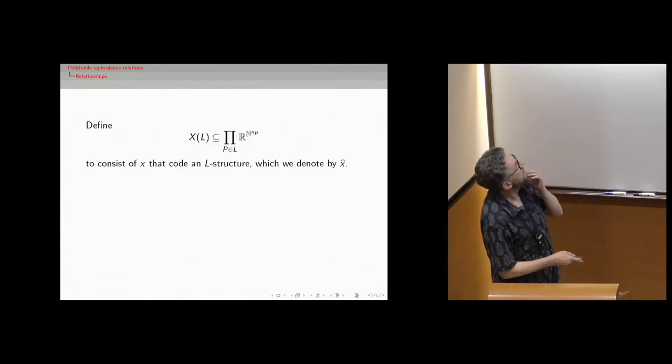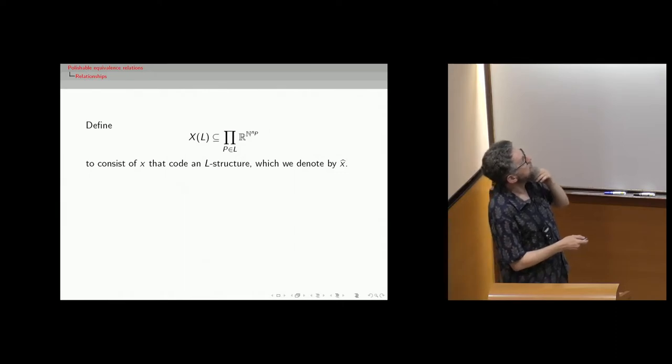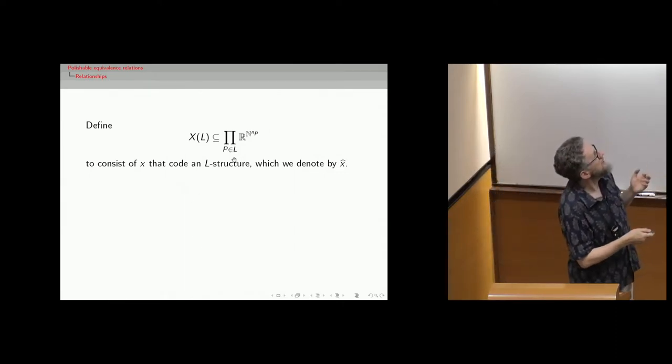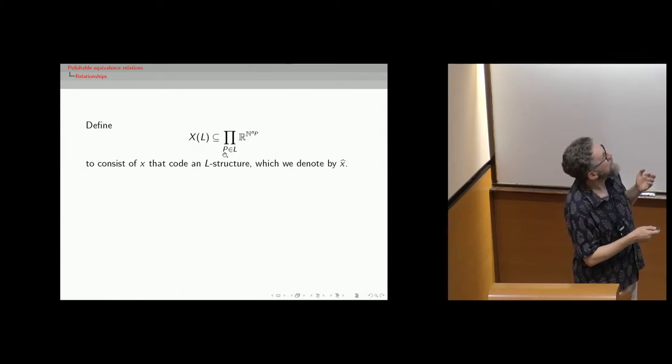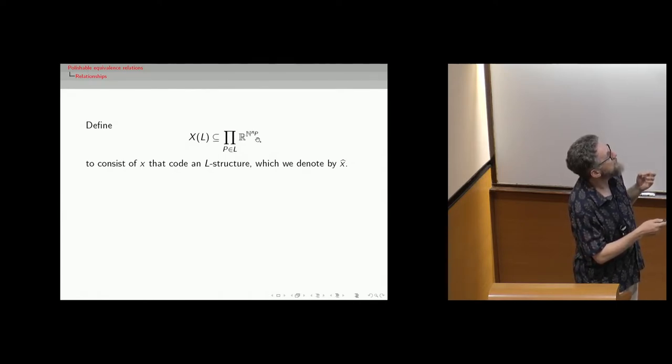Okay, and then they define the space of all structures with respect to such a language. Essentially, what you do is you take a point here. What this point will give you, for every P, is a structure, a function from this little product here, natural numbers to the arity of P, to R.